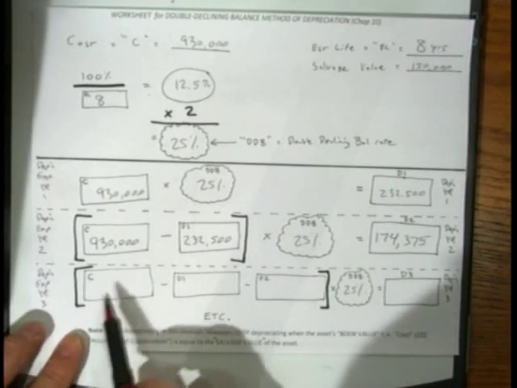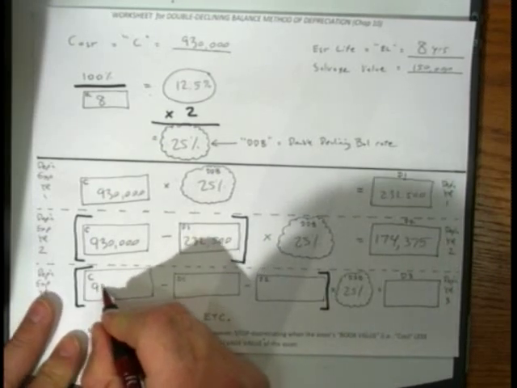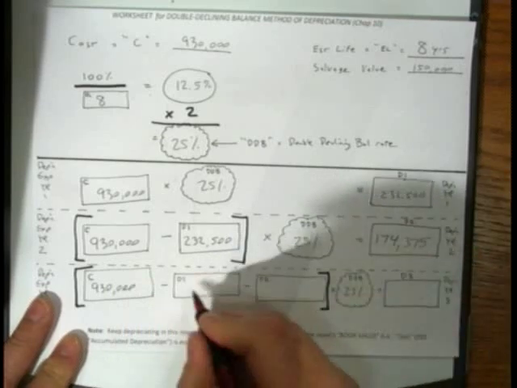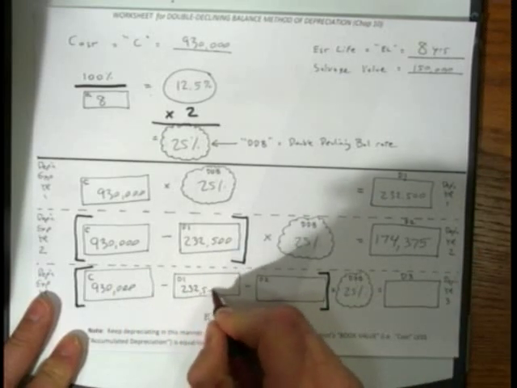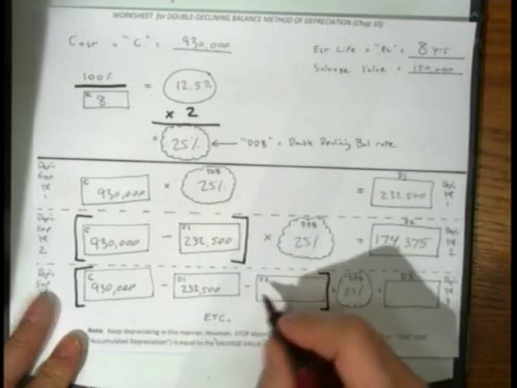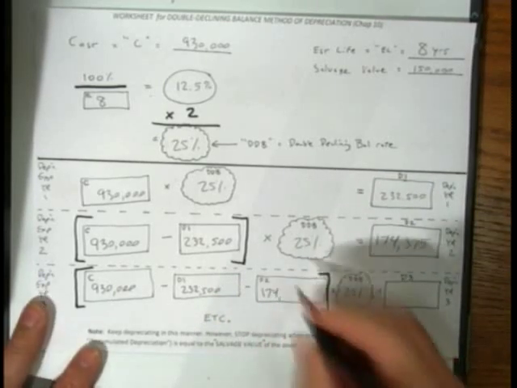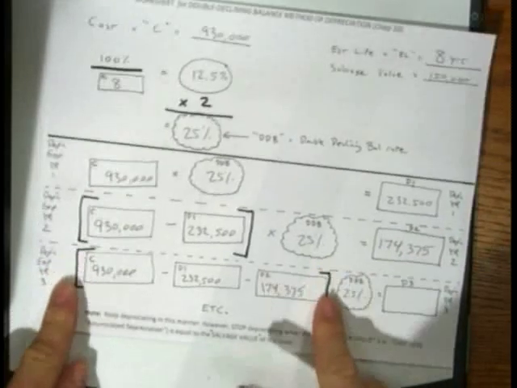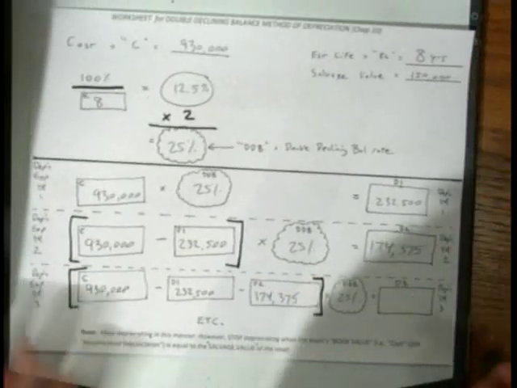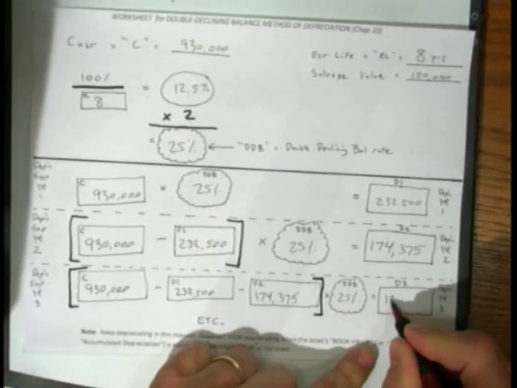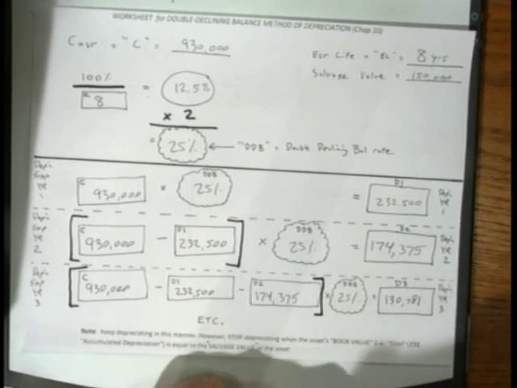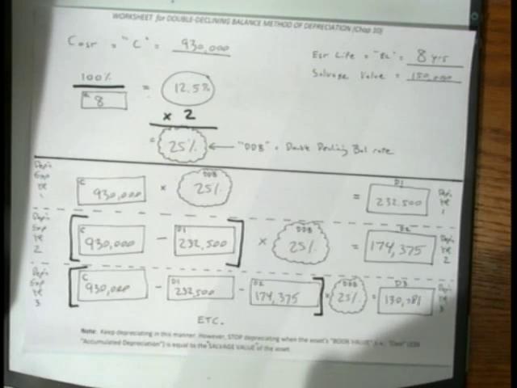Okay. What about depreciation for year 3? I take 930,000 cost minus whatever we've depreciated. Year 1 was 232,500. Year 2 was 174,375. And you take that book value times 25%. And I'm going to go ahead and round this, but I think you get about 137,801. Is that correct? And the total accumulated depreciation now is 537,656.